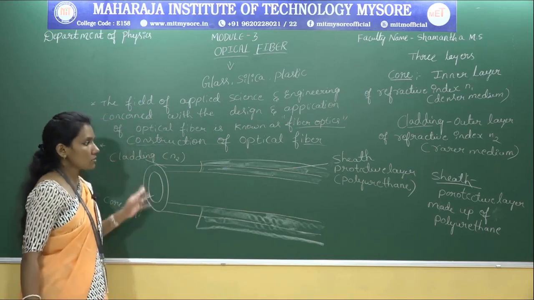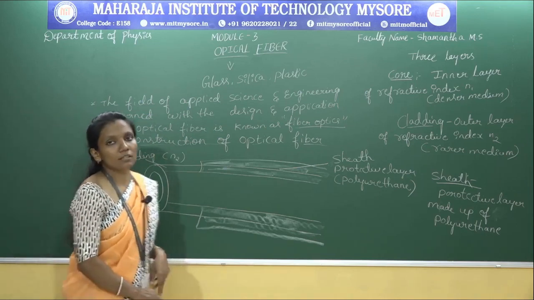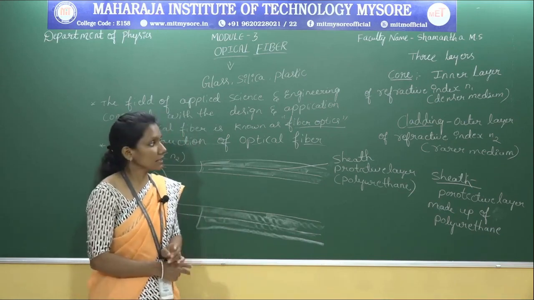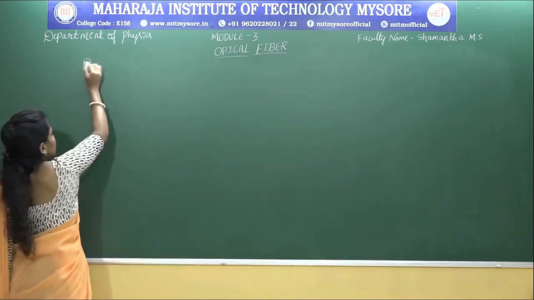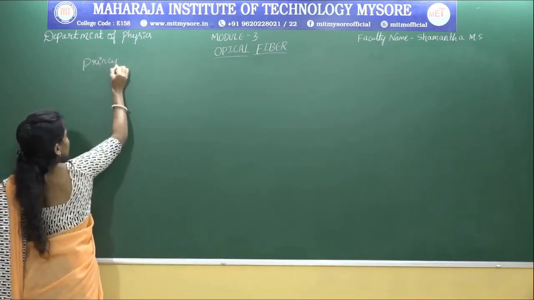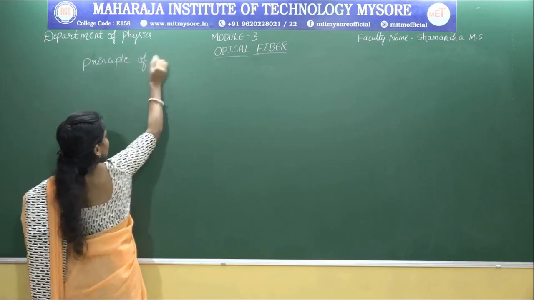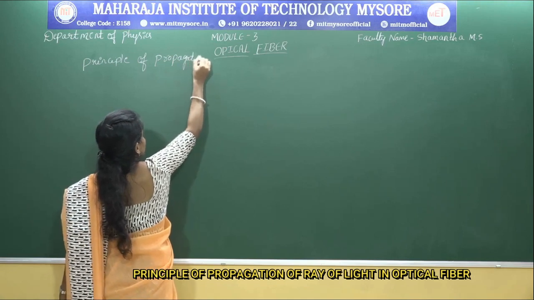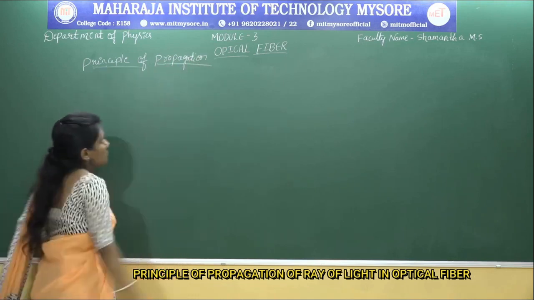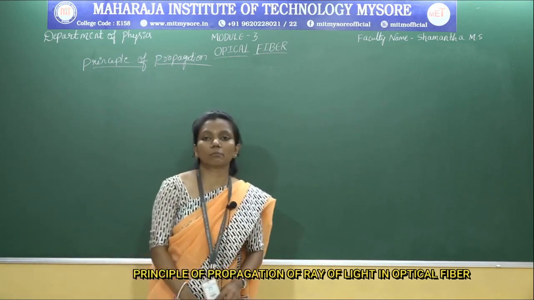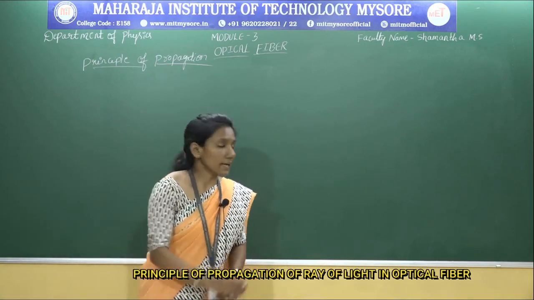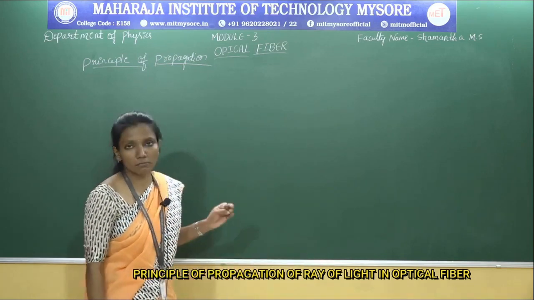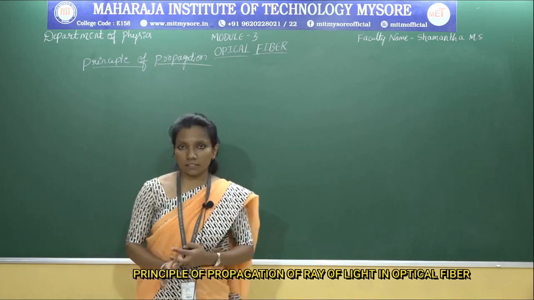So next, we will see on which principle this optical fiber works. So next, the principle of propagation, how the light will propagate inside the optical fiber. So mainly it works on the principle of total internal reflection.